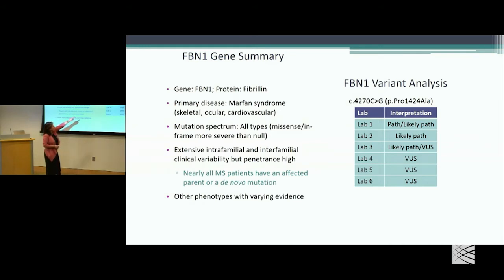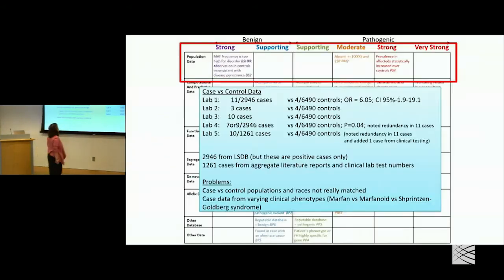So this particular missense variant was interpreted by 6 labs, and you can see how each of the 6 labs interpreted it. 3 said VUS. 2 of the labs had 2 different people in their own lab interpreting it, and in some cases they didn't agree. So we had likely pathogenic and VUS from 2 different people, likely pathogenic from another lab, and pathogenic and likely pathogenic from 2 different people. So a full spectrum of different interpretations for this variant.